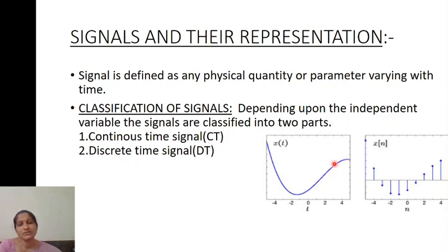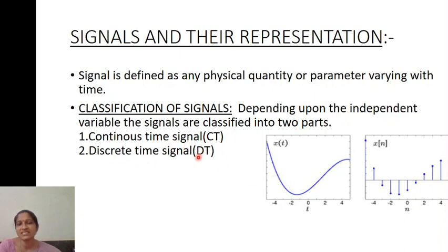And how are you going to classify these signals? These signals are classified into two types. One is the continuous time signal, and the second one is the discrete time signal. Continuous time signal means the variable is varying continuously, there is no break. In this graph you can observe there is no break. It is continuously varying with respect to time. This is called the continuous time signal.